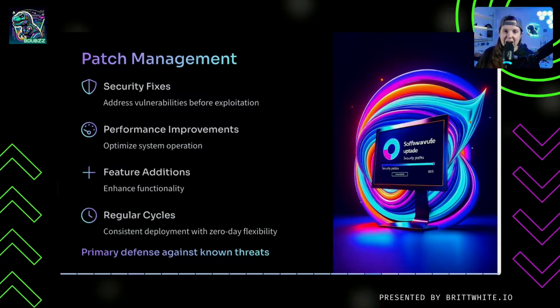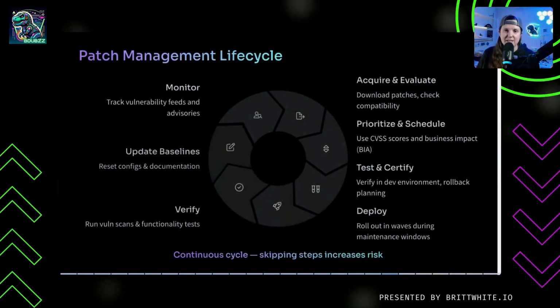Now let's walk through the patch management lifecycle step by step. Think of this as your playbook for keeping systems secure and up to date. First, we have monitoring. You've got to stay on top of those vulnerability feeds, vendor notifications, and security advisories. This is your early warning system for any new patches and emerging threats.